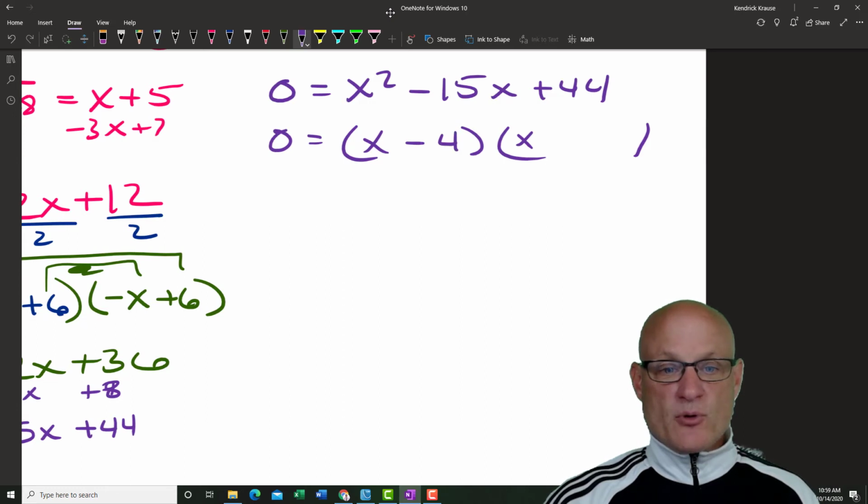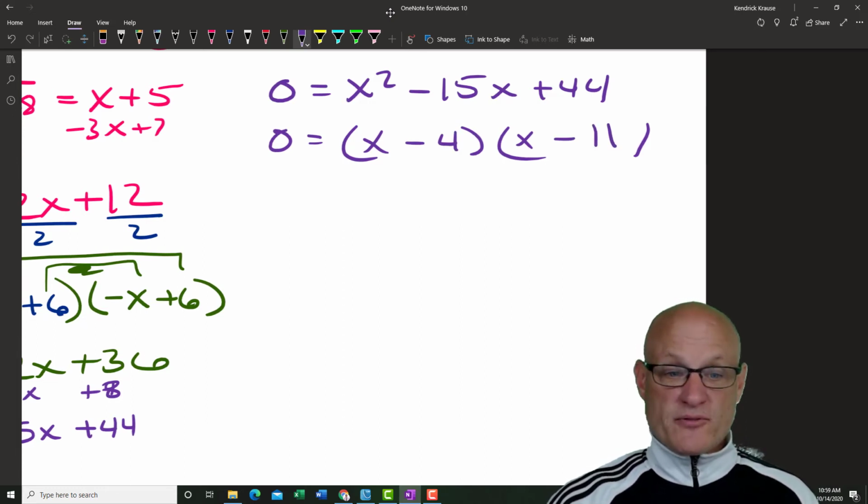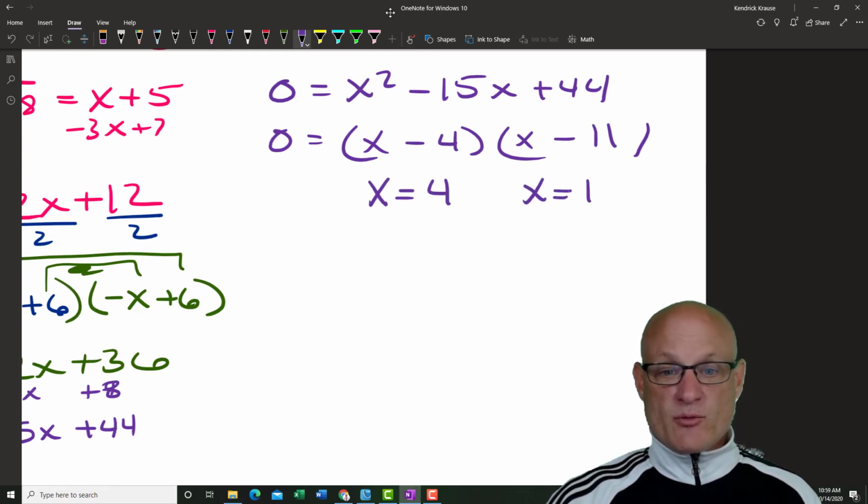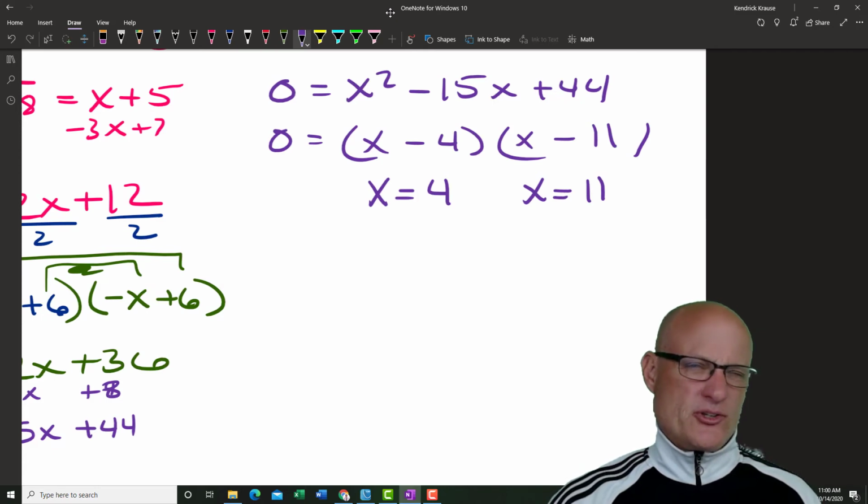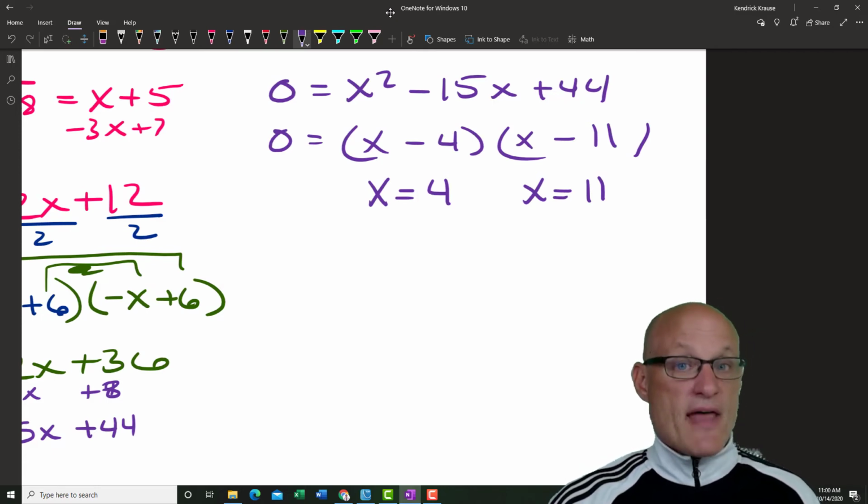And how about minus 4 and minus 11? 4 times 11 is 44, 4 and 11 is 15. So I get two answers: x equals 4 and x equals 11. Whenever you get two answers, there's a pretty good chance, especially if this is a bonus, that one of them will be extraneous. In other words, one of them's a bogus answer. It ain't going to work.